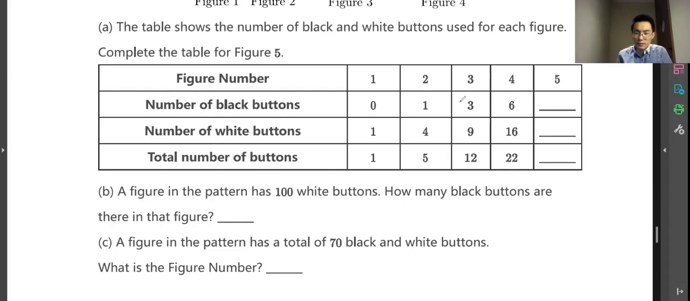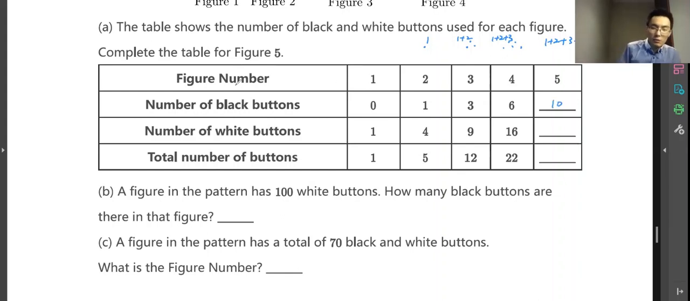If you are sensitive to sequences, you will find that these are all triangle numbers. It means they form triangles. So 1, and then 3, and then 6. And then for figure 5, this is 1, and 1 plus 2, 1 plus 2 plus 3. And then at 5, we will have 1 plus 2 plus 3 plus 4. So it will be 10.